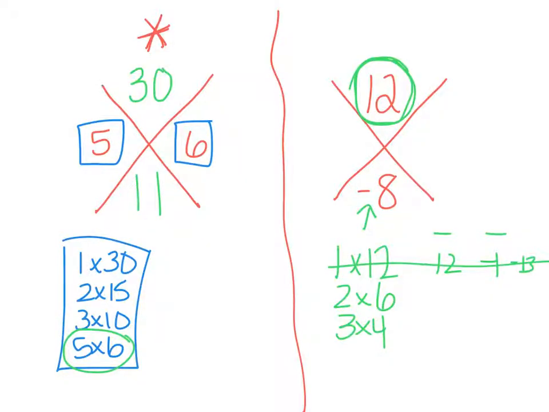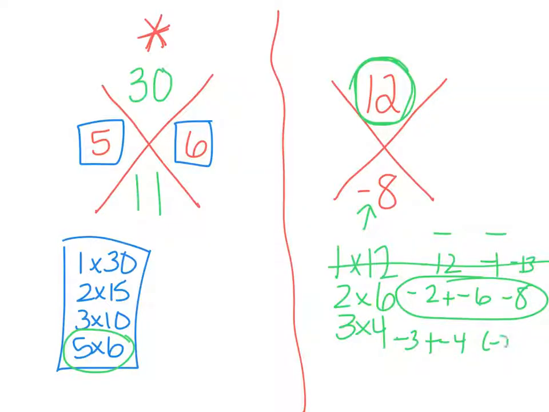If I have 2 and 6, I can do a negative 2 times a negative 6. That'll give me a positive 12. If I do negative 2 plus negative 6, I get a negative 8. Looks like we just found our answer here. But I could confirm 3 and 4 don't work. If I had a negative 3 times a negative 4, I would end up with a positive 12. But if I added them, I would have gotten a negative 7, and I'm looking for a negative 8.